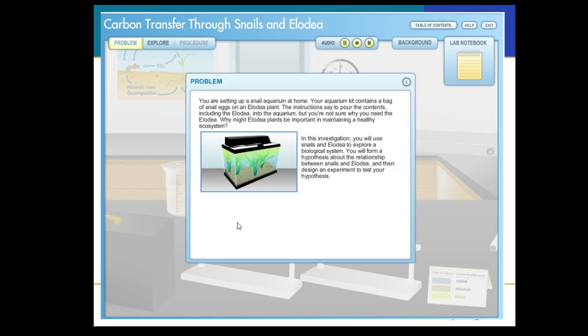So we used a virtual lab where the premise was that we got some snails that were going to grow in an aquarium, but they also gave us these plants, and we weren't sure if we really needed to grow the plants. So we wanted to test why we might need plants in this ecosystem.